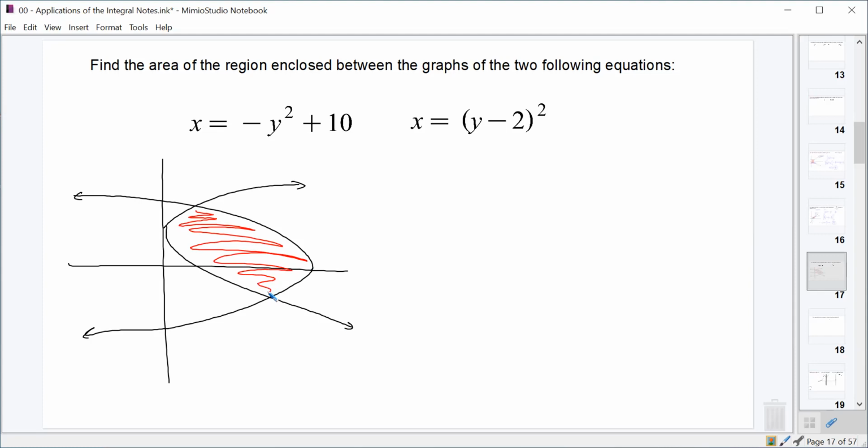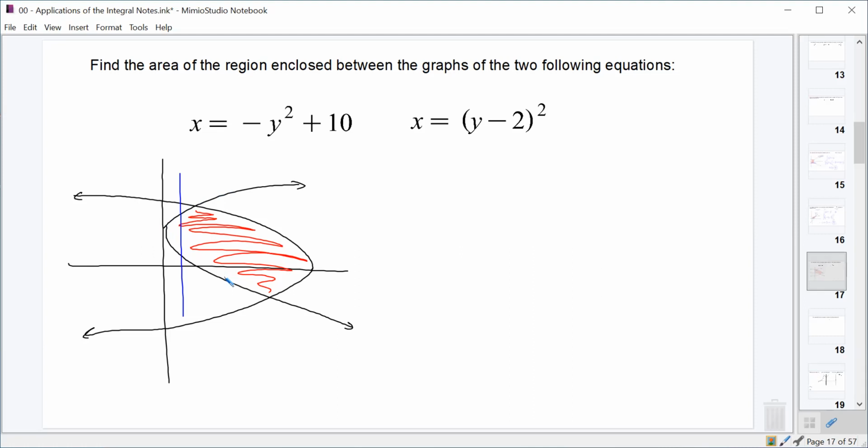And hopefully it's pretty clear why it's going to be good to do this in terms of y. One, the equation's already given to us in terms of y. But two, if I tried to pick an x value in here, like this one, sometimes the upper bound and the lower bound of that region are from the same parabola, which, there are ways to get around that by rewriting that parabola. X positive square root, negative square root.